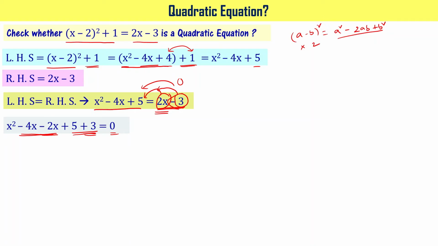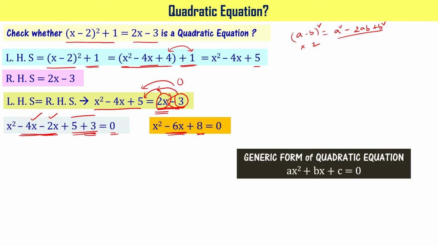When you do that, the equation becomes x square minus 6x, that is minus 4x minus 2x, that is minus 6x. 5 plus 3 is 8, plus 8. X square minus 6x plus 8 equal to 0.